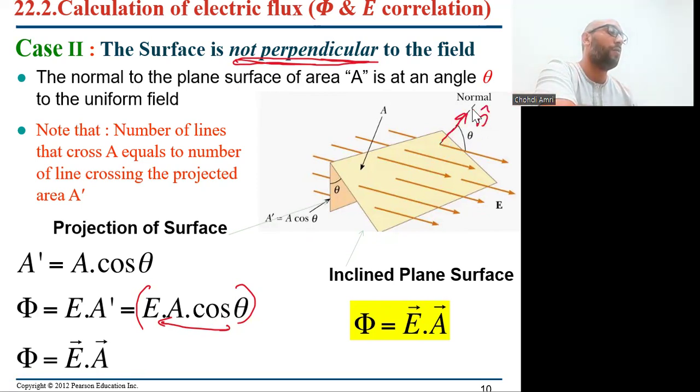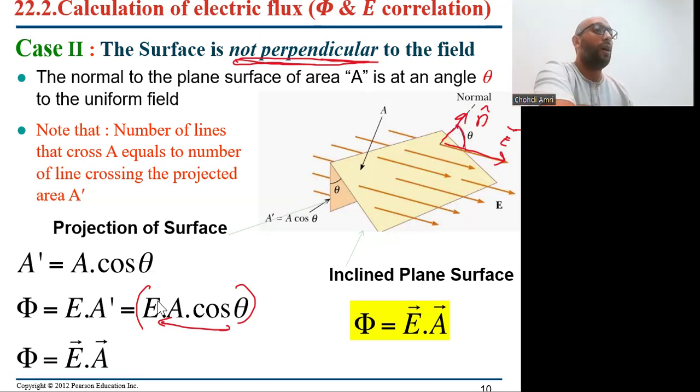We will take into consideration the angle between the normal to the surface, that means the normal vector, and the orientation of the electric field, the direction of the electric field. This is theta. I have to mention here that theta is not between the electric field and the surface of the plane. No, it's between the electric field and the normal to this plane.